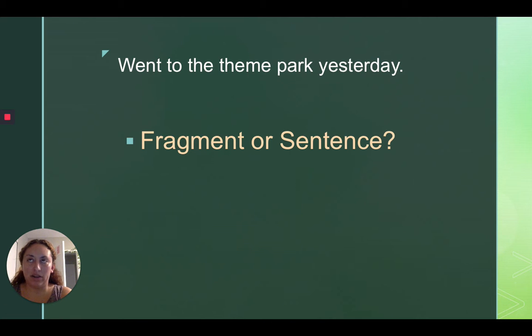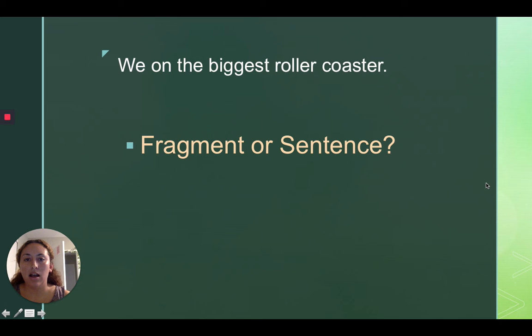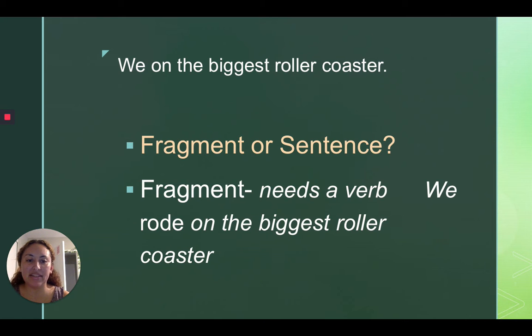So let's do some practice. Let me know, or think to yourself, if this sentence is a fragment or a complete sentence. Went to the theme park yesterday. It's a fragment. It needs a subject. We went to the theme park yesterday. We on the biggest roller coaster. Is this a fragment or a sentence? You got it. It's a fragment because it needs a verb. We rode on the biggest roller coaster.